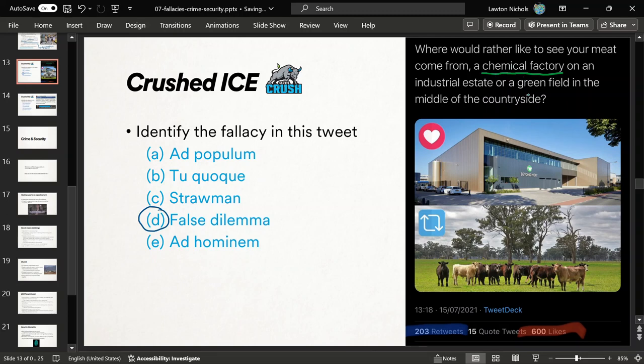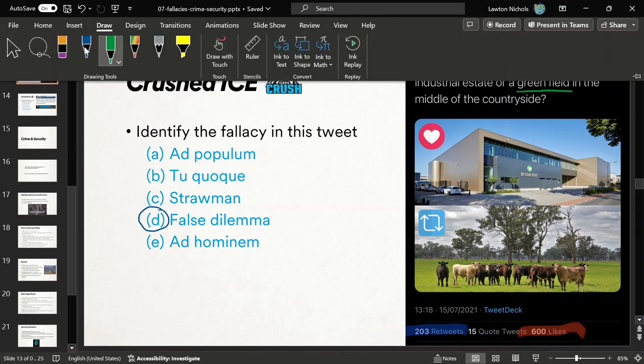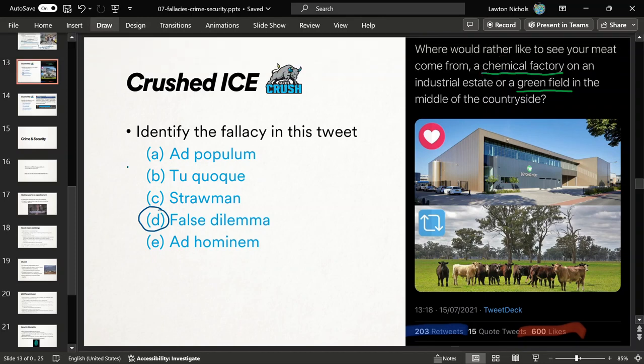Yeah, very good. That's what I was looking for. Awesome. So this tweet is saying, all right, would you like to see your meat come from a chemical factory or a green field? Those are your two options. Those are the only two options. You see how that's a false dilemma fallacy? Because we live in Fresno. We know that there are brown fields with cows everywhere. There is your secret third option there, at least. Right? So, that is a false dilemma fallacy. Okay? Any questions about that? Seems like we were getting that.